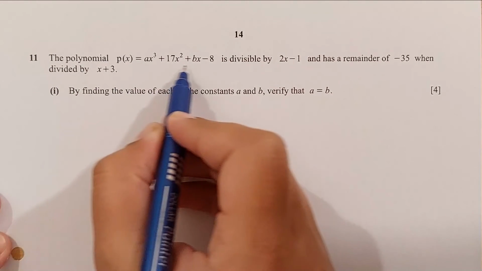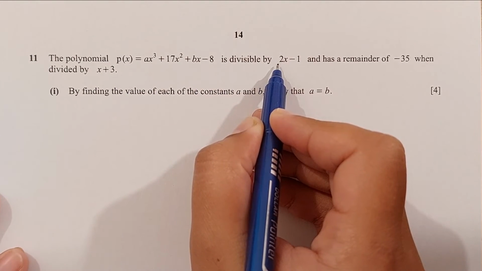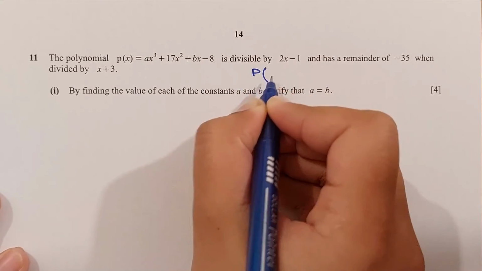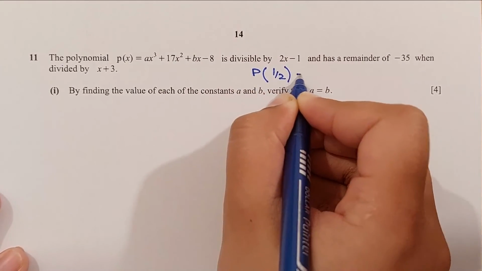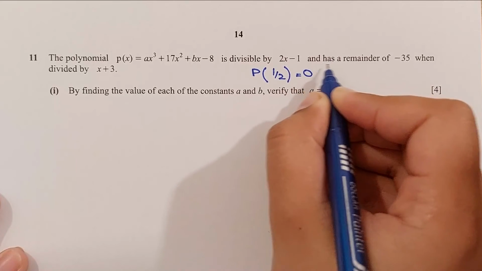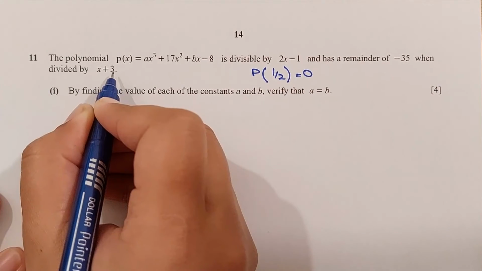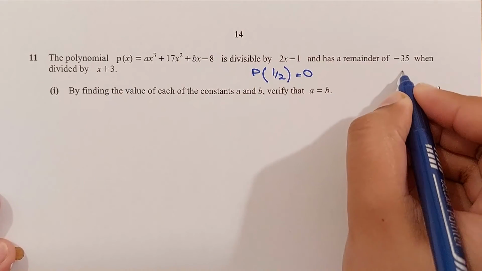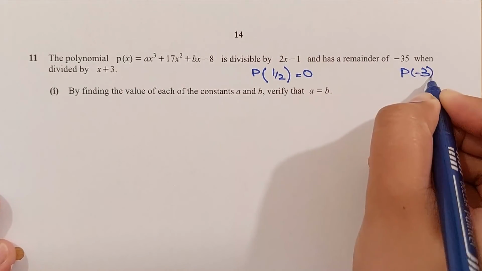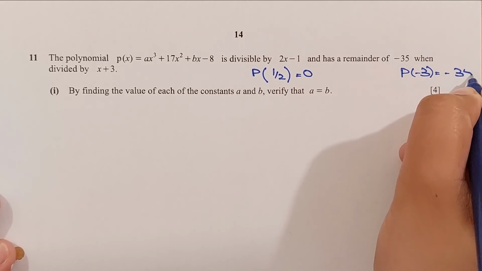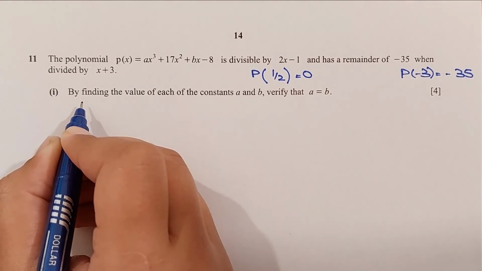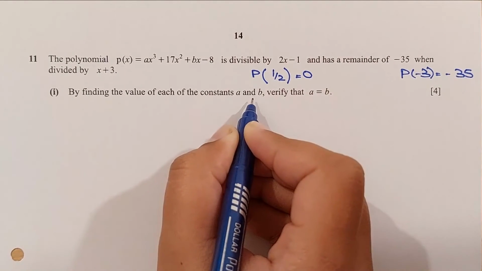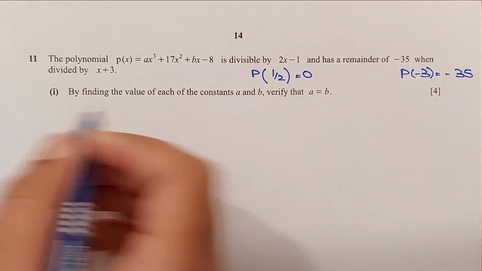Question number 11, the polynomial p of x is divisible by 2x minus 1. It means p of 1 by 2 equals 0. It has a remainder of -35 when divided by x plus 3. So it means p of -3 equals negative 35. Right. Now by finding the value of each of the constants a and b, verify a equals b, right?